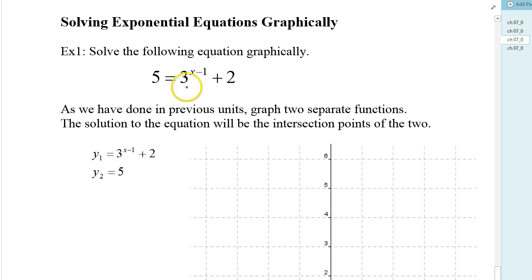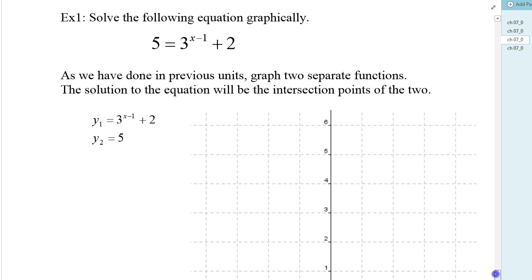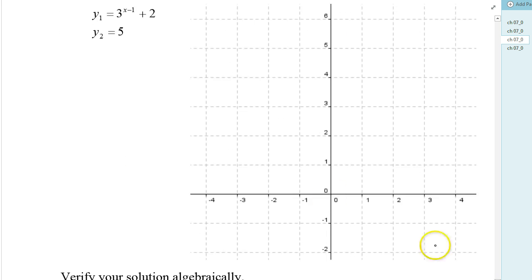We could solve it algebraically, but we'll do that in a second. We'll solve it graphically. We've done this before. You graph y equals 3 to the power of x minus 1 plus 2, and graph y is equal to 5, and find out where they intersect. So let's try graphing this first part here.